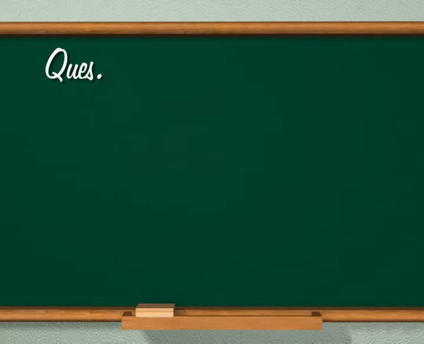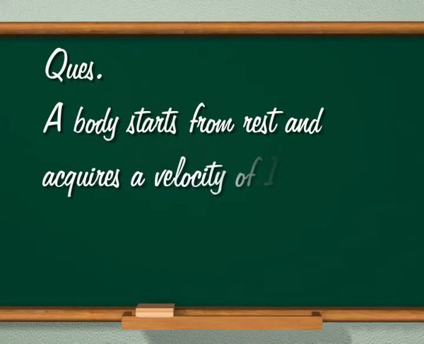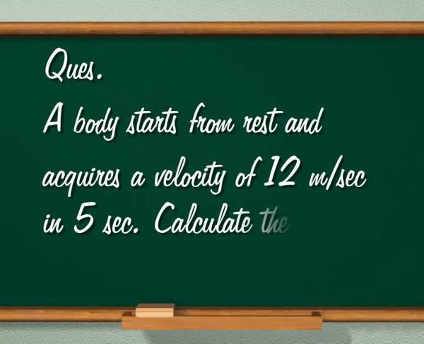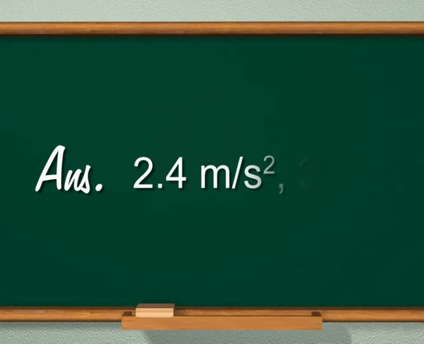Let's see the next question. A body starts from rest and acquires a velocity of 12 meter per second in 5 seconds. Calculate the acceleration and the distance moved. The answers are, the acceleration produced is 2.4 meter per second square and the distance moved is 30 meter.